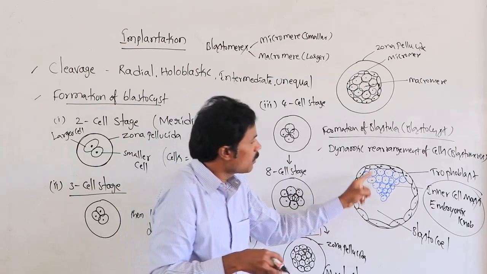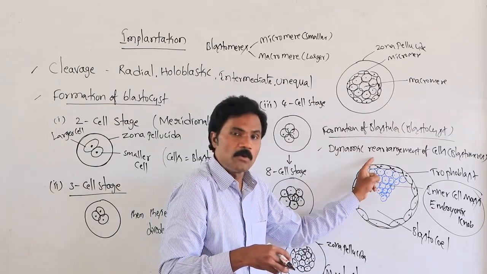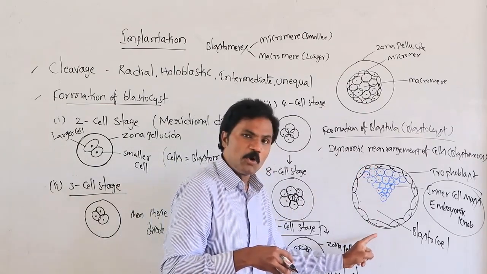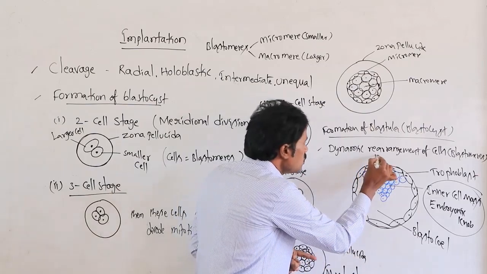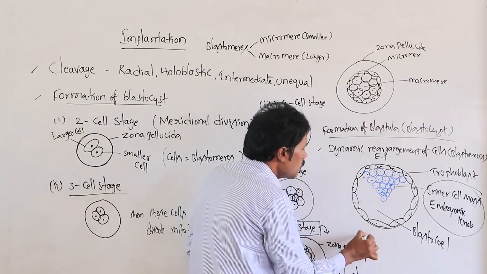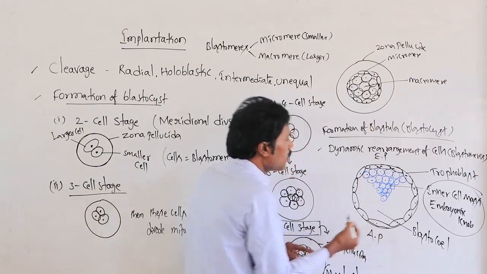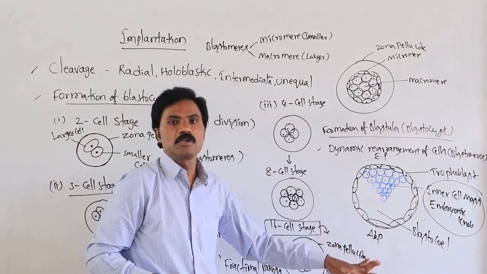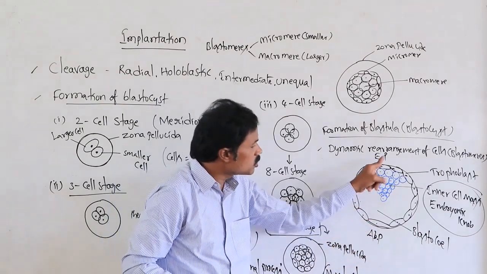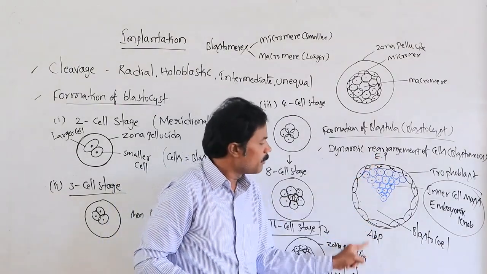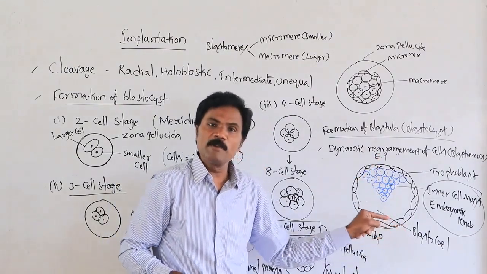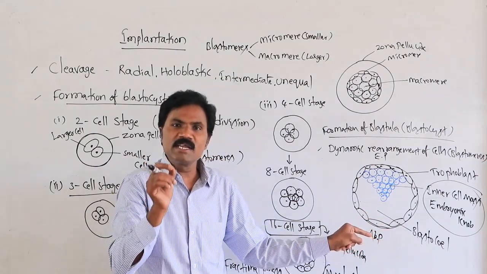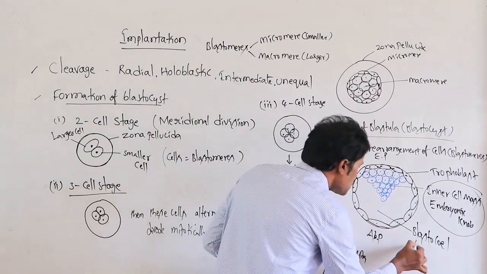Wherever the embryonic knob is, we call this the embryonic pole. This side we call the embryonic pole. The opposite is the abembryonic pole. Towards this is the blastocoel. What is the other name of blastocoel? Segmentation cavity.